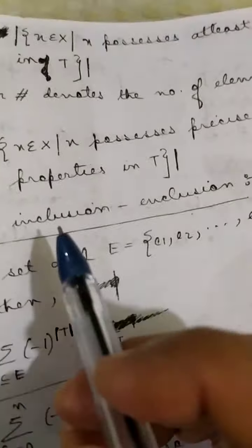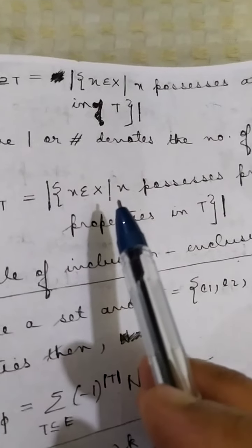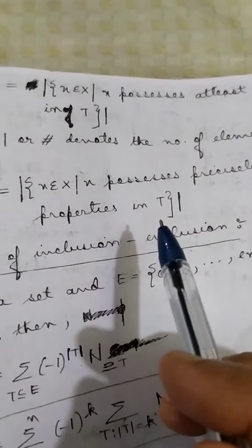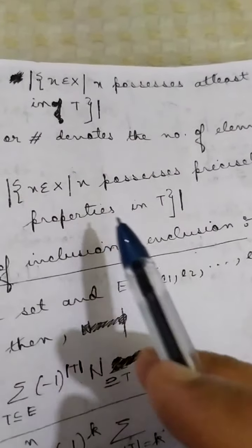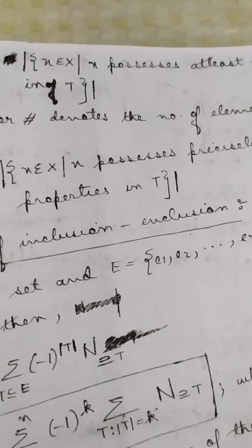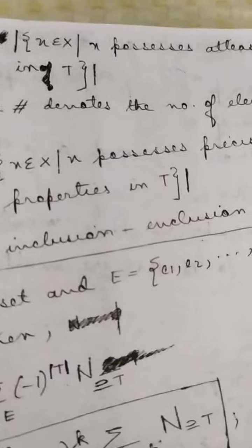And if I consider this equality, what does it imply? It implies that X possesses precisely the properties in T. If T contains only one property, then X possesses only that property. X does not satisfy other properties. So that is the equality.